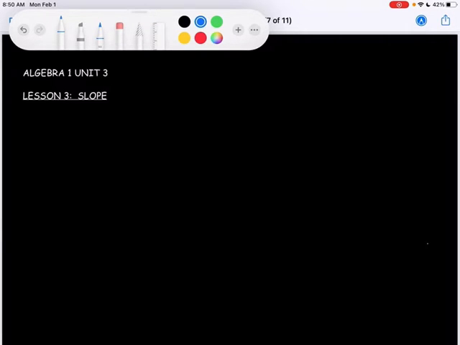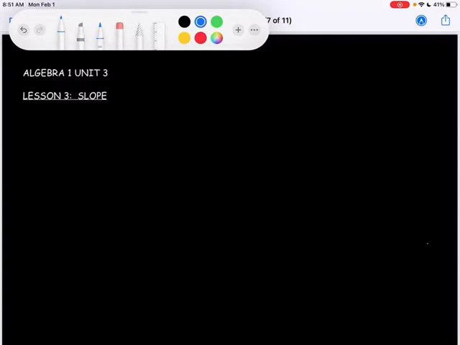Today I'm going to look at slope. If you're following along in the book, we're looking at Algebra 1, Unit 3, Lesson 3. So slope is just another word for saying how steep is the line. And it also lets you know if it's going down or if it's going up.